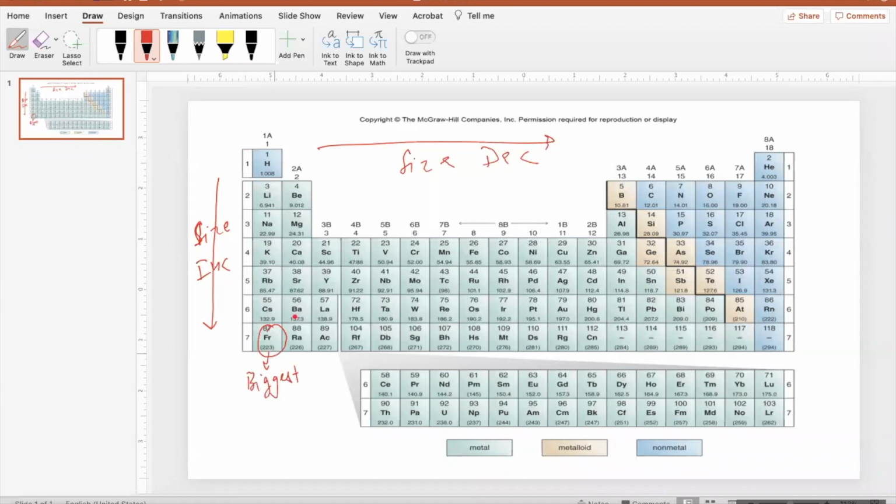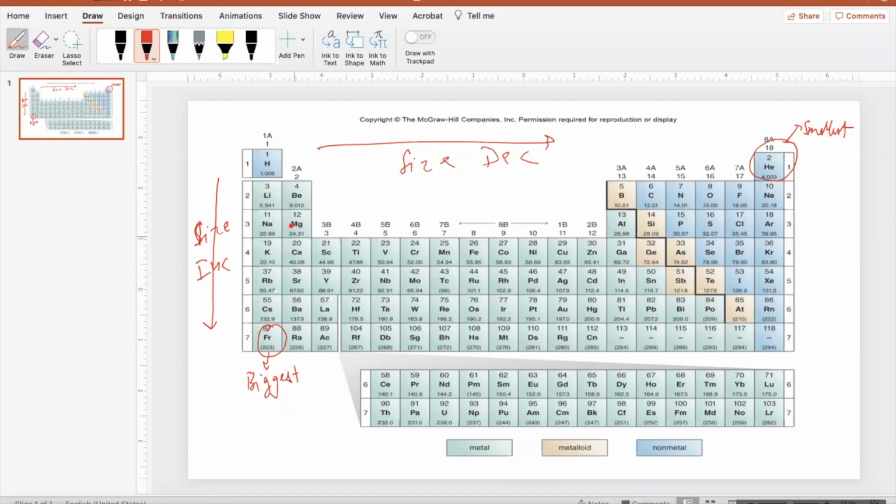And if I ask you which one is the smallest one, then you see the ones on the top are smaller, and as you go right, they get smaller and smaller. So anything that is on the farthest right-hand side and on the topmost side is going to be the smallest one. The smallest atom on the periodic table is helium. The biggest one is francium. Okay, so guys, I hope that makes sense.